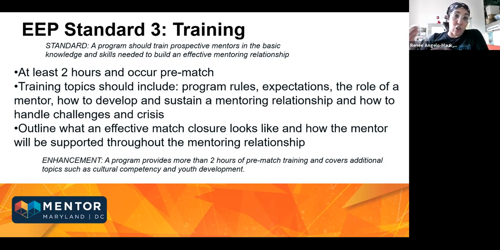And you'll see that our training includes these topics: program rules, expectations, the role, how to sustain your relationship, how to handle challenges, and then outlining match closure as well. And that'll be specific to your program. And then the enhancement is a program provides more than 2 hours of pre-match training and covers additional topics such as cultural competency and youth development, which you will see addressed in this training we prepared for you all.